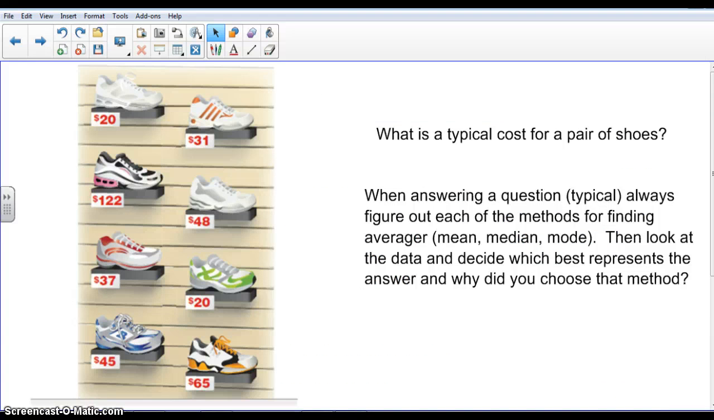Okay, example 3. In example 3, we're going to choose the best measure of center. Which measure of center is going to give you the information you need for whatever you're collecting your data about? In example 3, it says find the mean, median, and mode of the sneaker prices. Which measure best represents the data? The question is, what is the typical cost of a pair of shoes? When you're answering a question using the word typical, always figure out each of the methods for finding average.